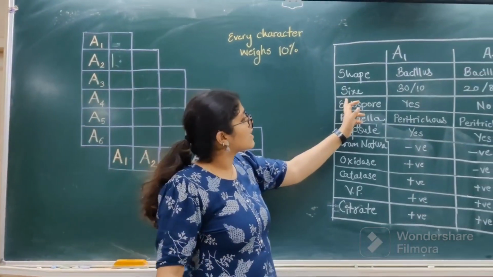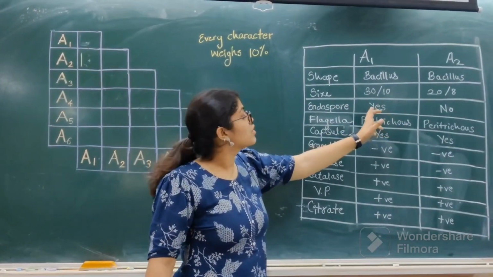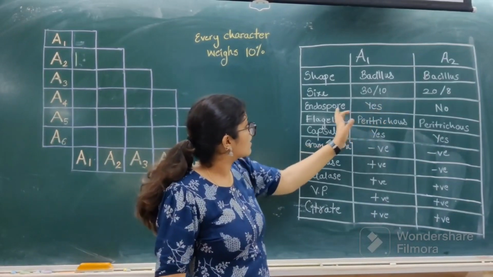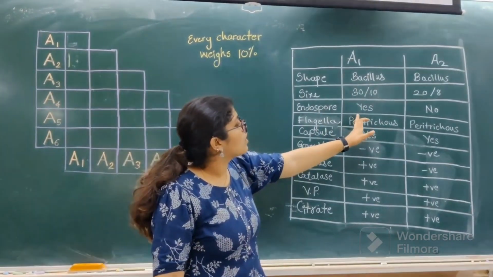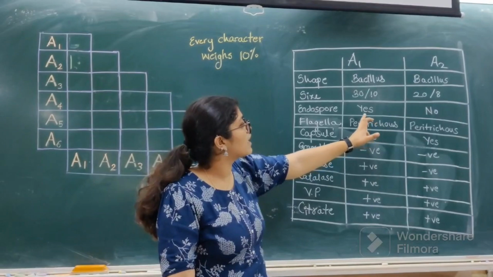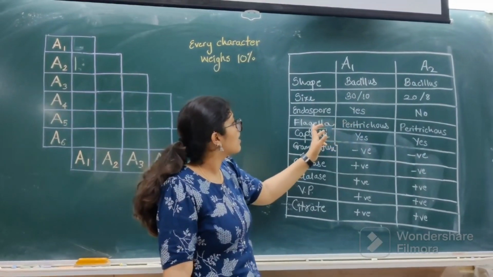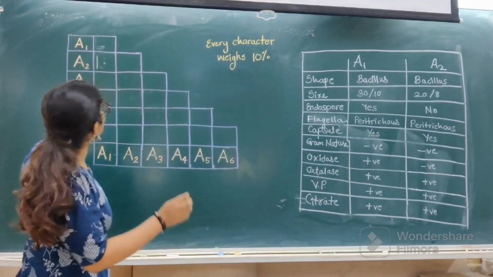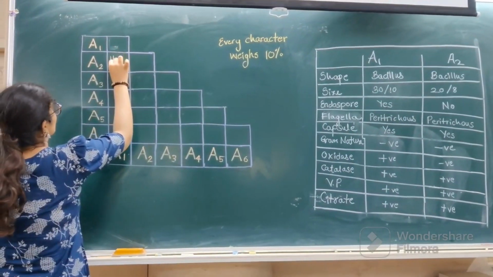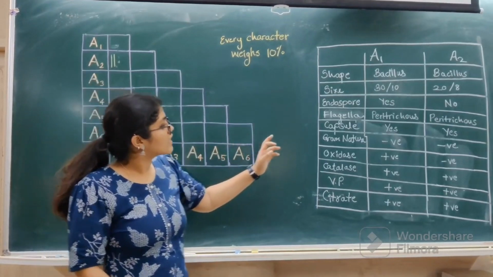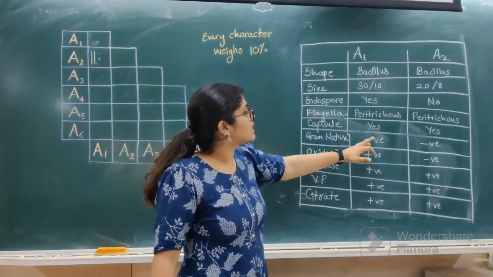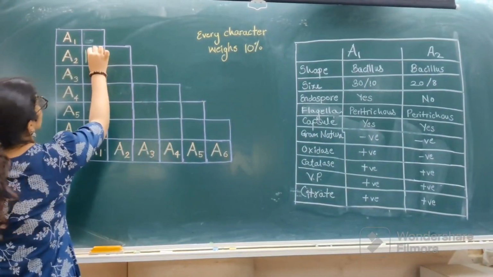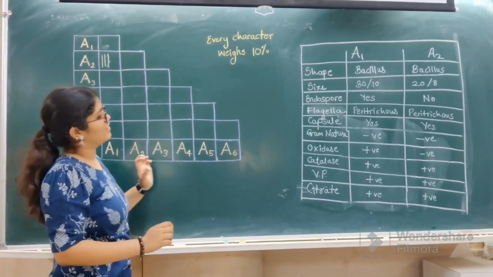Similarly, for size, the sizes aren't similar, so we won't draw any line. Endospore, no, yes and no. Similarly, it is not matching. Flagella, parenchymous and parenchymous. Therefore, we draw another line. Capsule, for both yes, another line.